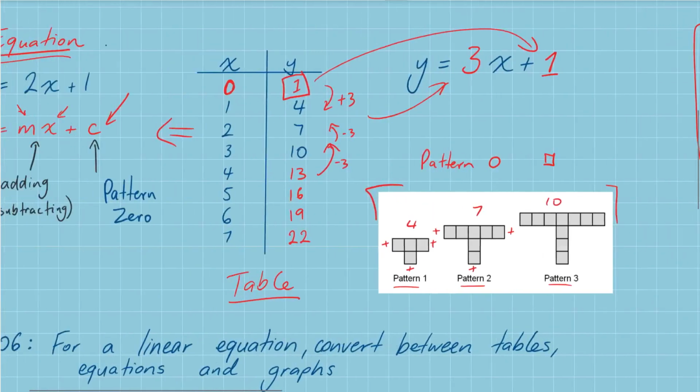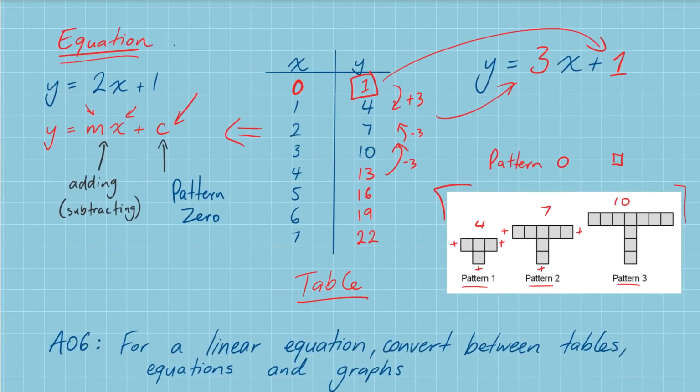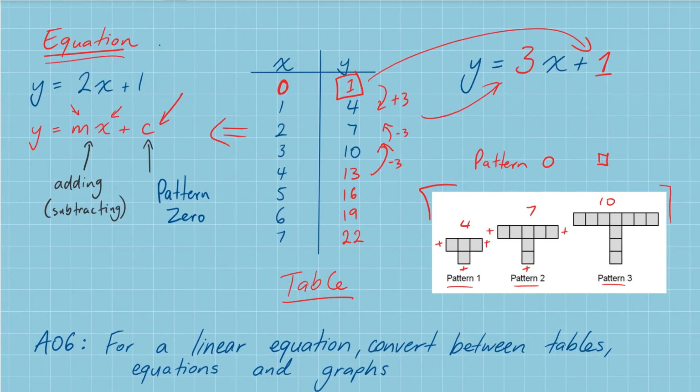So that was the second part of our tutorial on AO6, which is for a linear equation converting between tables, equations, and graphs. Hopefully you were able to understand that one. If you weren't, go back, rewatch the video, maybe rewatch the first video as well. And if you're still finding that a little bit challenging, feel free to discuss it with someone else in your class. Feel free to do some more of your own research. Or, as always, feel free to come and have a talk to me and ask me some questions about it. I might be able to explain it in a different way or in a way that sticks a little bit better for you.